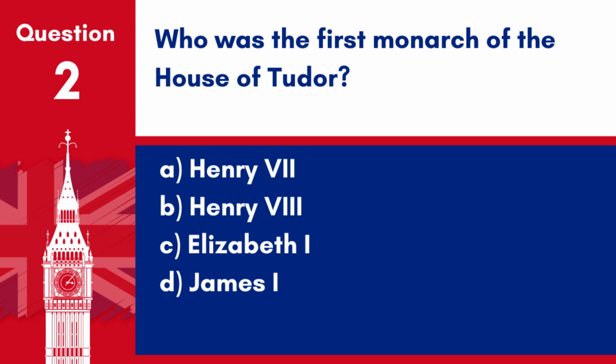Answer. A. Henry VII. Henry VII was the first monarch of the House of Tudor, ascending to the throne in 1485 after winning the Battle of Bosworth Field, which ended the Wars of the Roses.